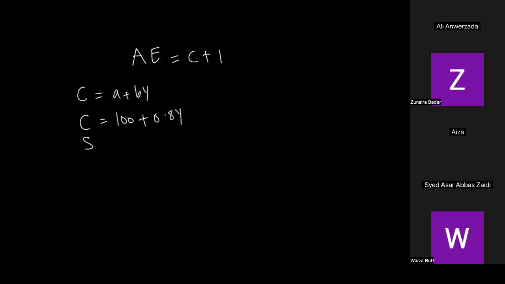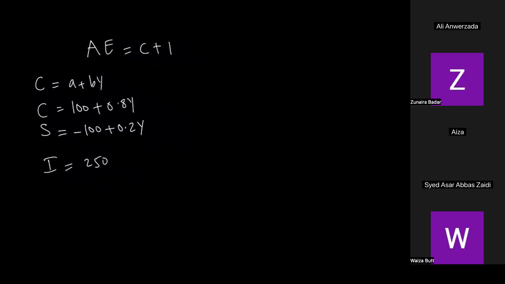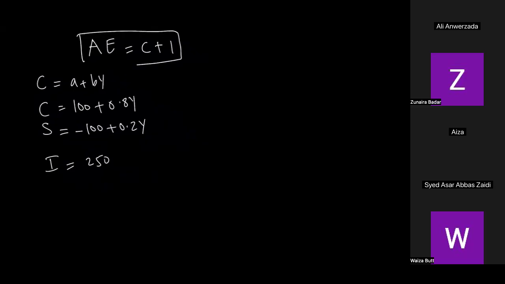But let's start. So we are now looking at AE is equal to C plus I, right? So we looked at consumption plus investment. So AE is equal to C plus I, where C हमने बोला था is A plus BY, or C is equal to 100 plus 0.8Y. We came up with it. We also came up with saving was minus 100 plus 0.2Y. We also came up with investment to be 250. And we said that investment right now is autonomous, which means completely independent of income.